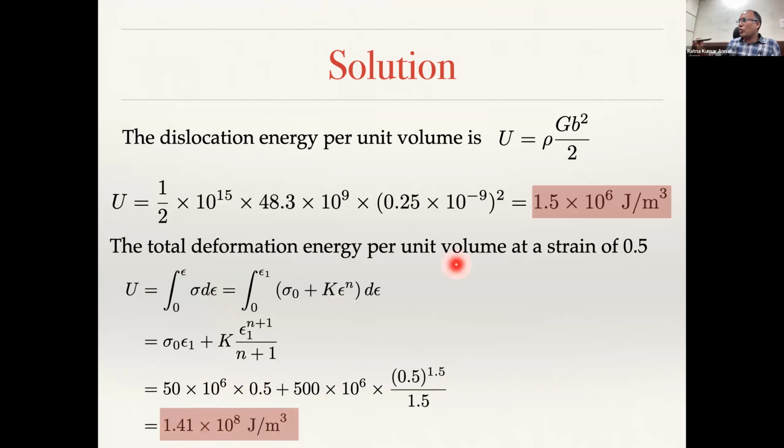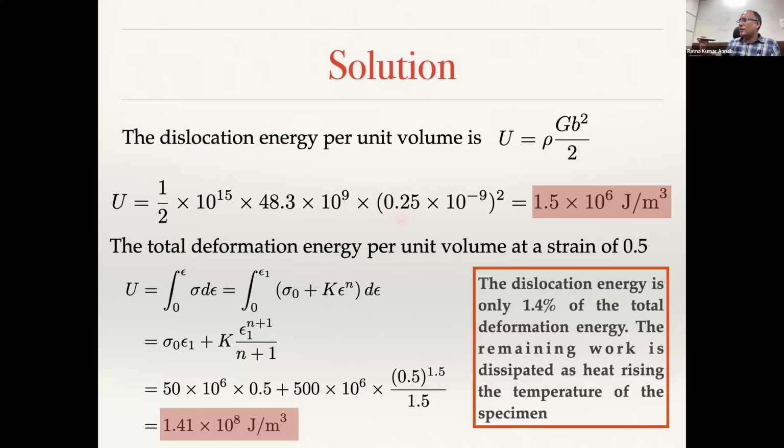Out of that, only this much is what is used for dislocation, right? That means the dislocation energy is only 1.4% of the total deformation energy. What is happening to the remaining energy? The remaining work is dissipated as heat, and as a result, the specimen temperature increases.